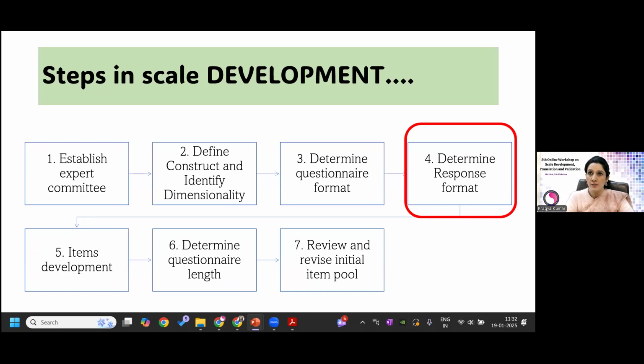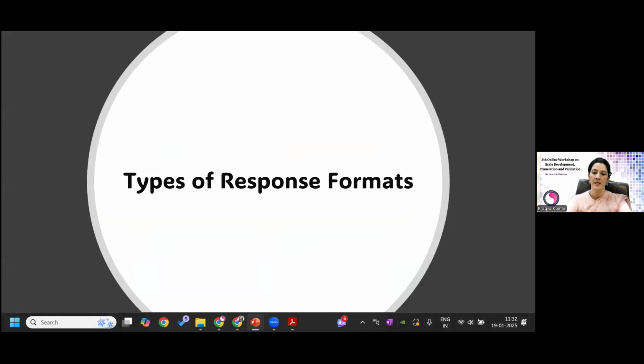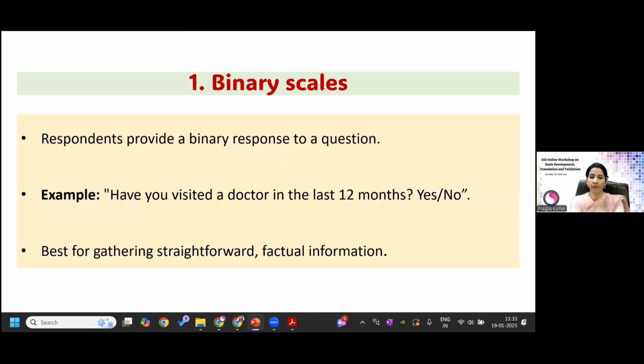So in the response format again, and it was Nancy's question yesterday, how we will decide whether it should be a 3-point Likert scale or a 4-point Likert scale or a 5-point Likert scale. So first we will discuss briefly about what are the different types of response format. If you are doing a KAP questionnaire, knowledge attitude practice, then definitely the knowledge questions you ask in the form of a binary scale, yes and no questions.